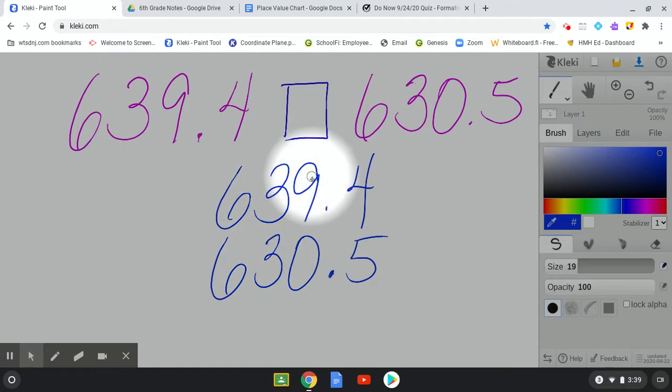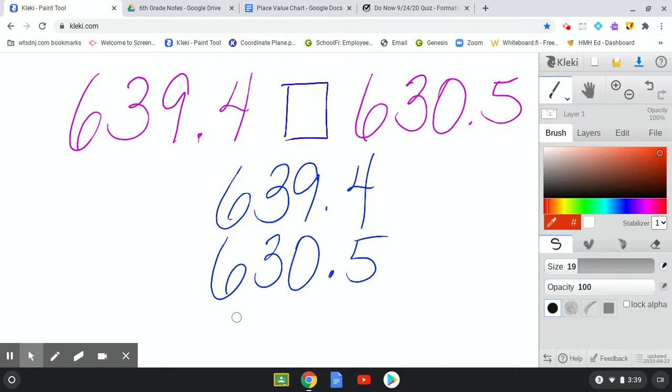So now I'm going to my ones place. I have 9 ones and 0 ones. Well, 9 is greater than 0, so I don't even need to go to my tens place. These are irrelevant now. I already know that 9 is greater than 0. So I know that 639 and 4/10 is going to be greater than 630 and 5/10.